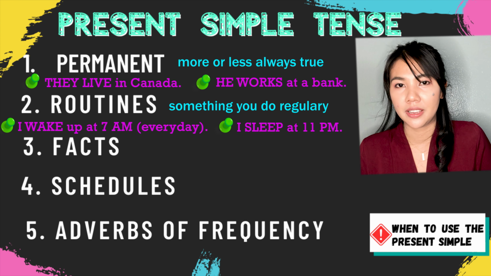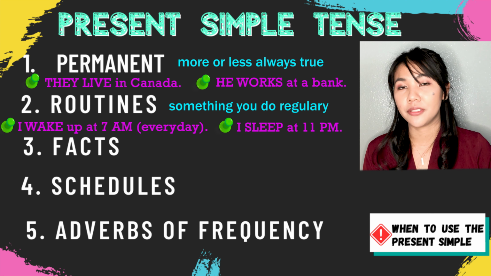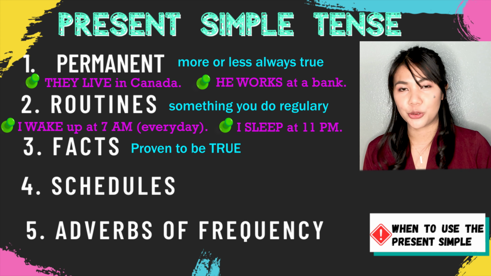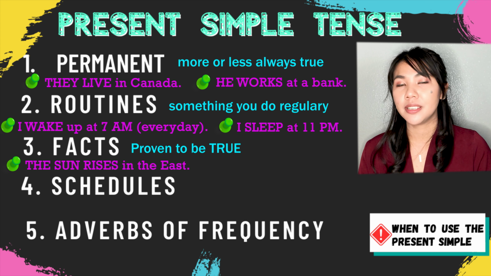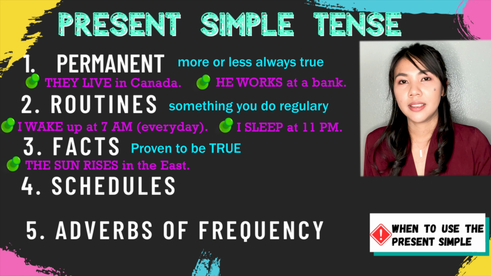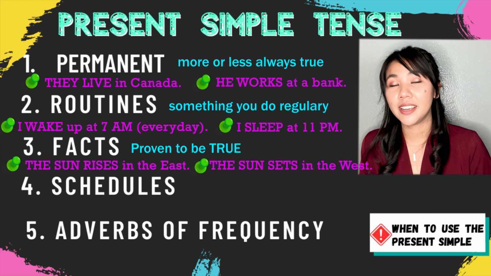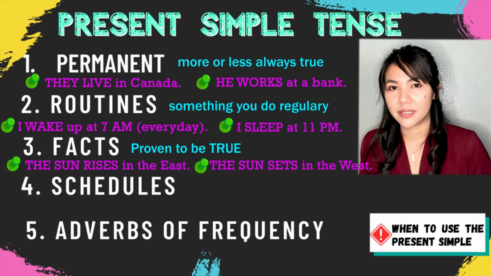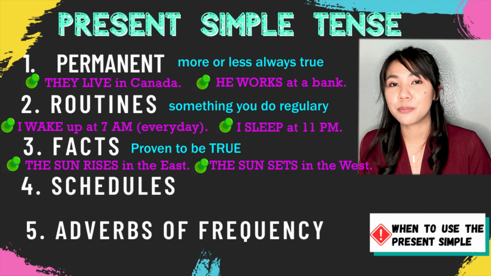We can also use this present simple tense to talk about facts, which are always true. For example, the sun rises in the east. It is just a fact. It is something that's a scientific truth. It is not something that I just decided or someone thought. It's just a fact. You can also say the sun sets in the west. It's a fact. It's always true, and it's been proven.